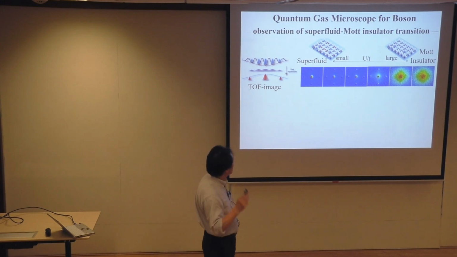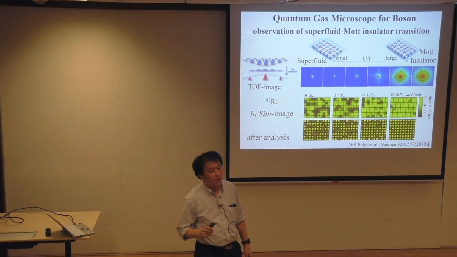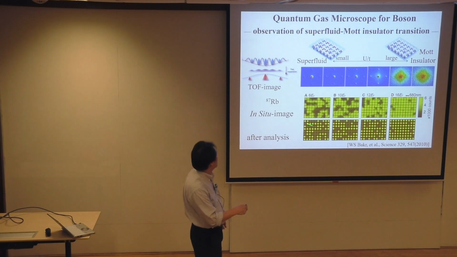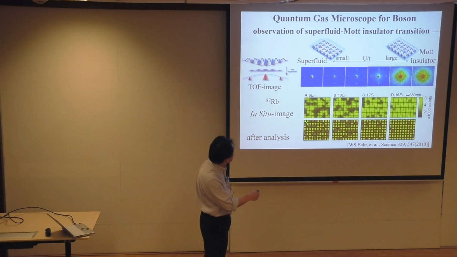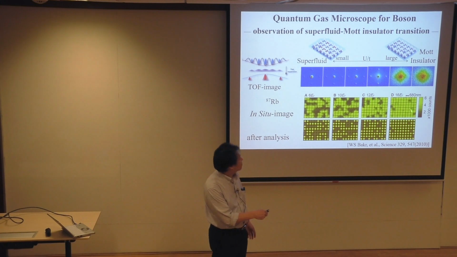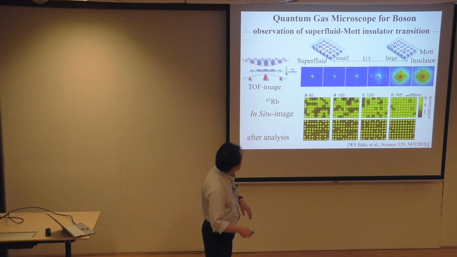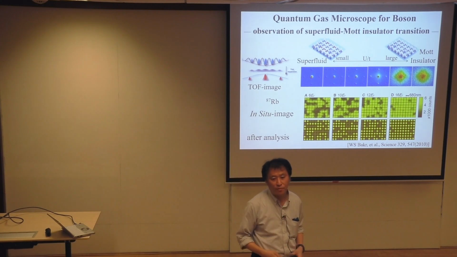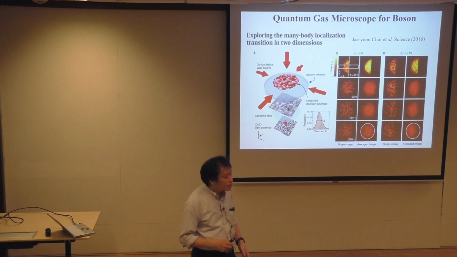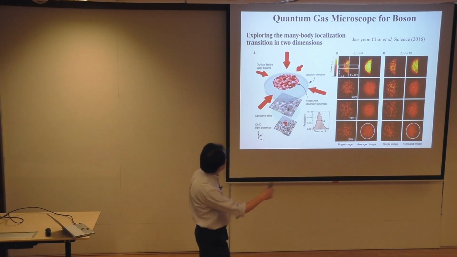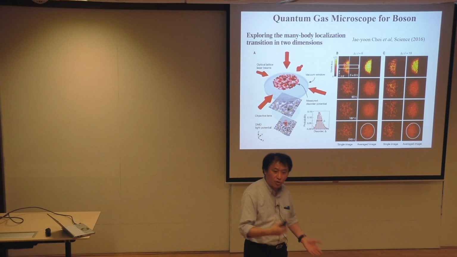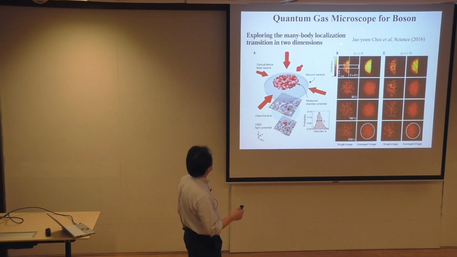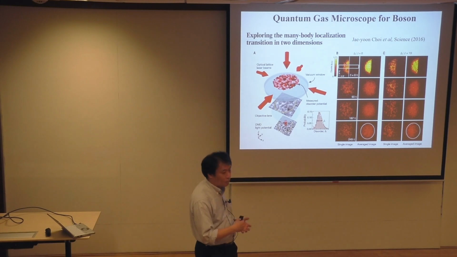This is a previous method, but with the quantum gas microscope technique, one can directly measure the atom distribution in an optical lattice in a superfluid state, a Mott insulator state, and in between. So this is a really direct and powerful technique. And more recently, this technique was applied to many interesting physics, such as many-body localization in a two-dimensional optical lattice.